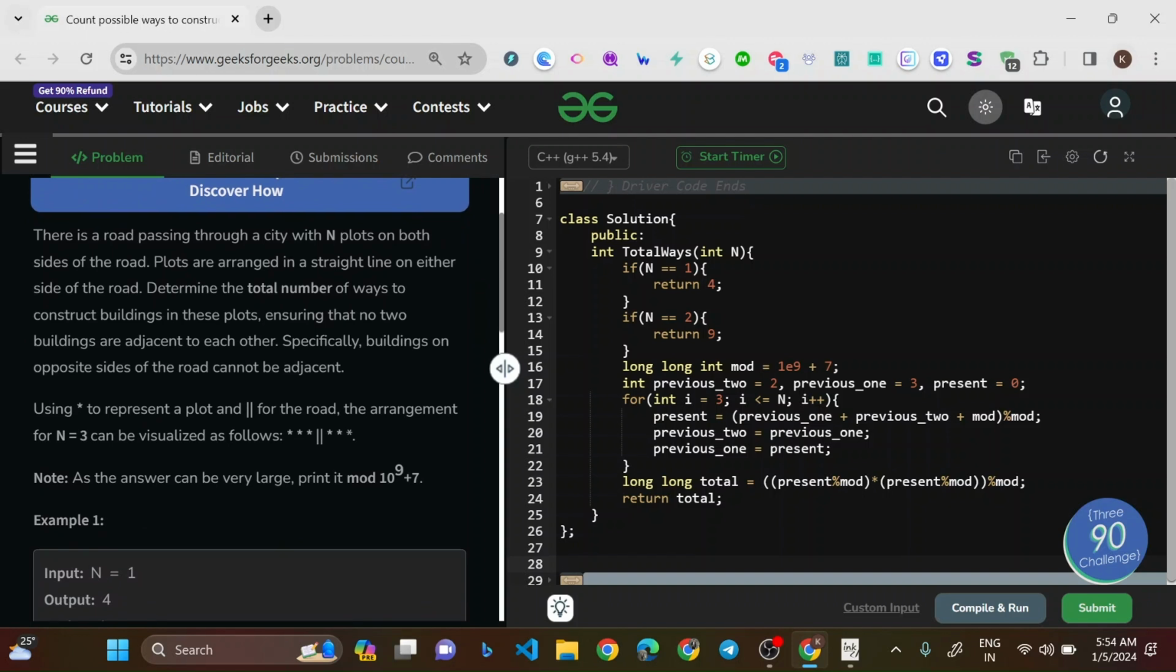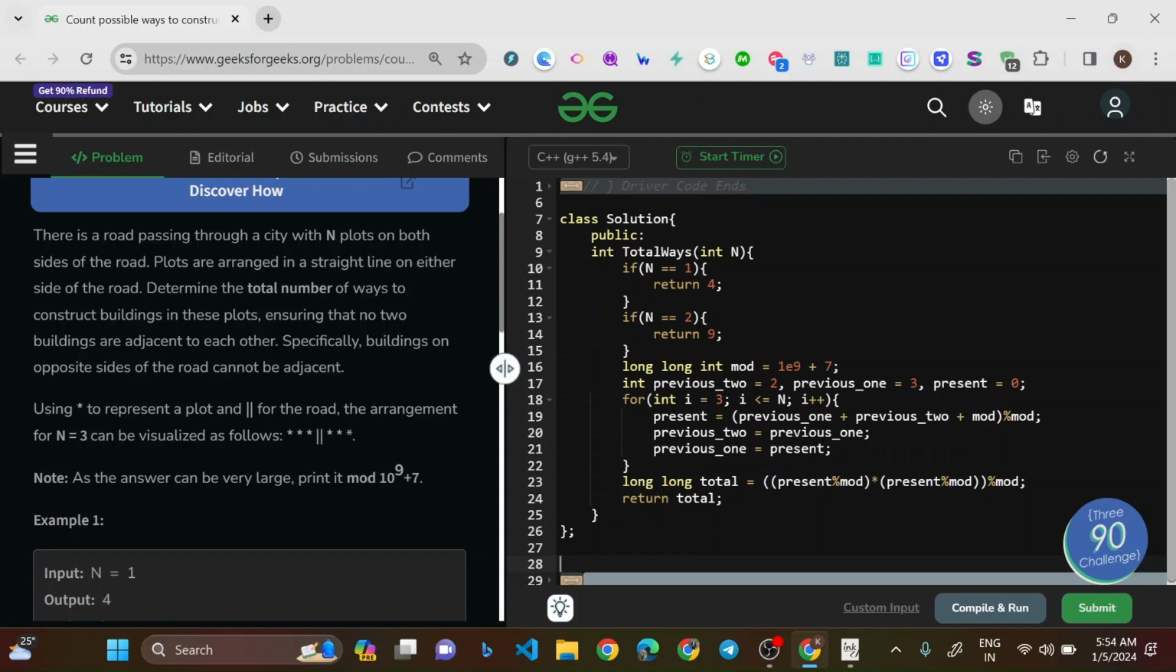There is a road passing through a city with n plots on both the sides of the road. Okay, so let us clear this fundamental thing that has been given. There is a road between two parts. Okay, so there is a city there and there's a road passing through a city with n plots. There are plots in the sense lands on both the sides of the roads. Plots are arranged in a straight line on either side of the road. Okay, so on either side of the road there are plots arranged, means lands arranged.